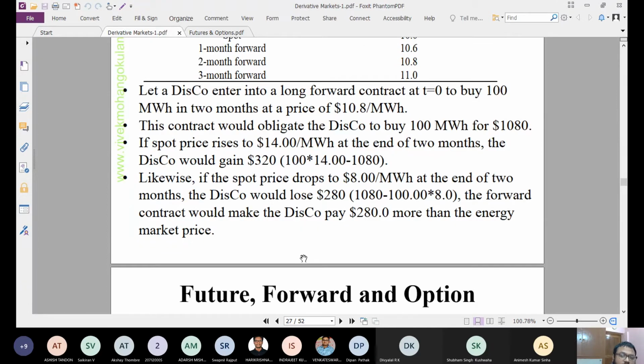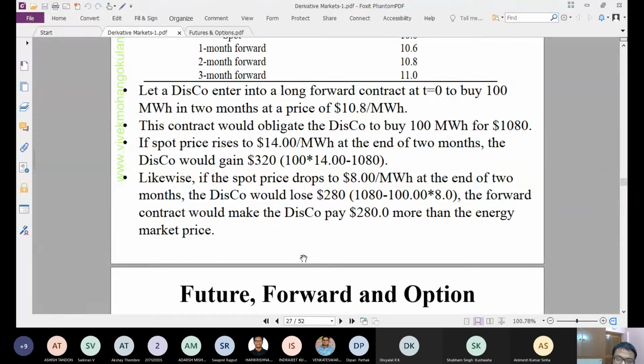Likewise, if the spot price drops to $8 per megawatt hour at the end of 2 months, then you know that for forward contract and futures contract, it is an obligation, and for options contract only we have a choice for the holder, and that too for the holder. So here in this case, you are obligated to exercise the trade.